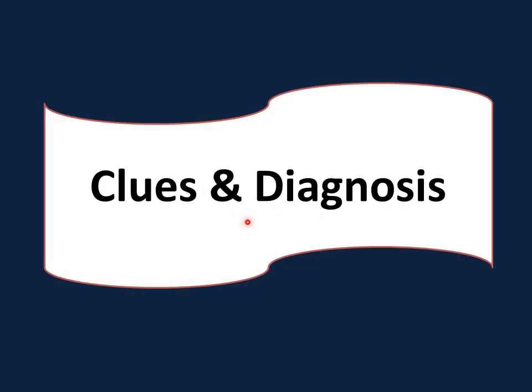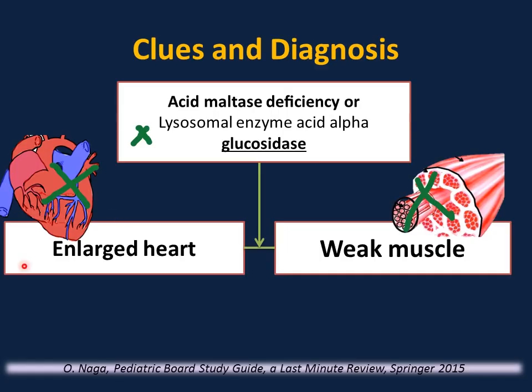Let's practice and give a few examples. A combination of an enlarged heart and muscle weakness or delayed milestones, because of accumulation of glycogen in the muscles due to acid maltase deficiency, or lysosomal enzyme acid alpha-glucosidase deficiency. The most likely diagnosis of this illness is Pompe's disease. A combination of an enlarged heart and weak muscles is Pompe's disease, because of deficiency of glucosidase and accumulation of glycogen in the muscles.